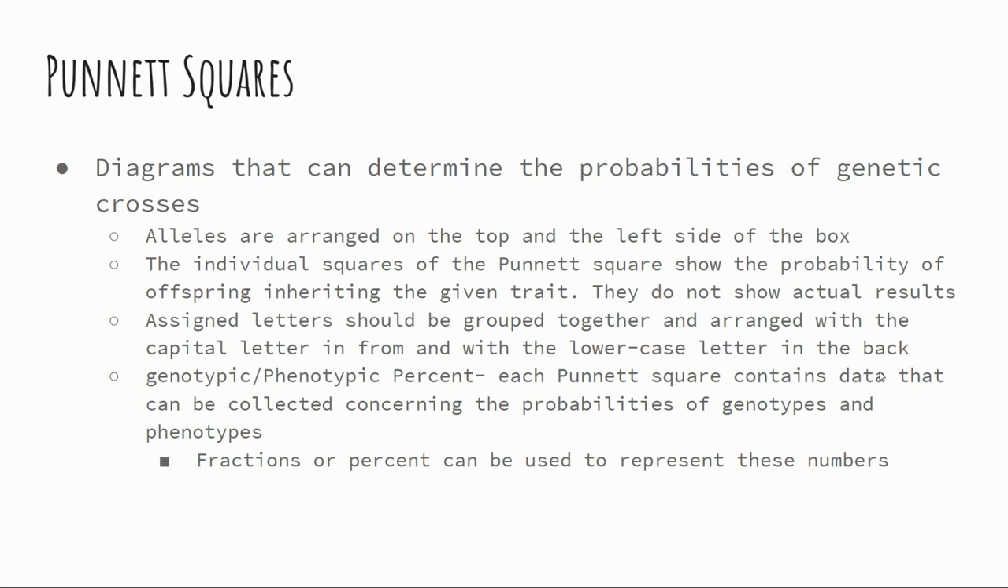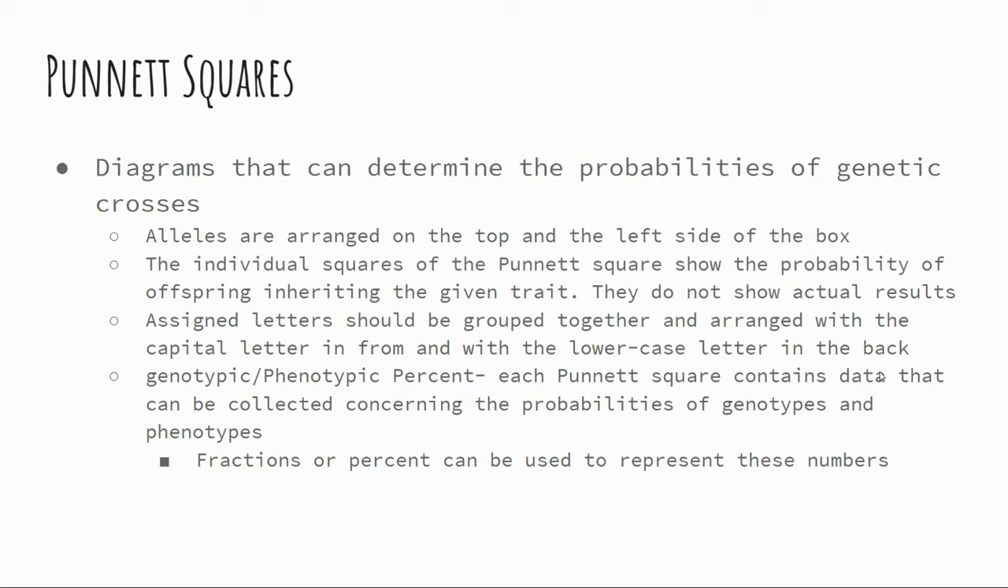Alleles are going to be arranged on the top and the left side of the box, and you'll see what I'm talking about on the next slide. The individual squares of the Punnett square show how the probability of the offspring are inherited with a given trait. We assign letters that should be grouped together and arranged with a capital letter in front, I should say front, not from, and with a lowercase letter in the back.